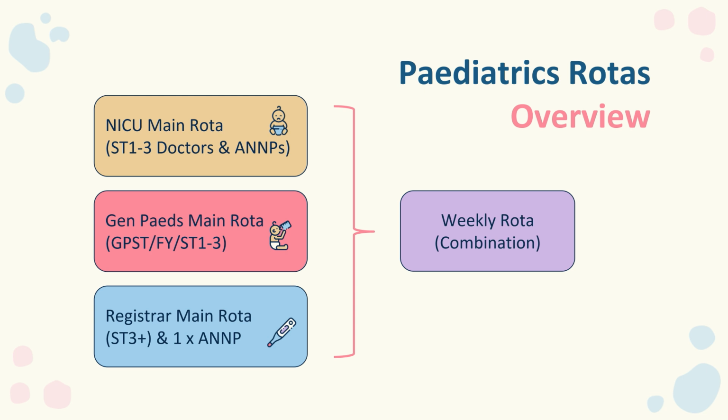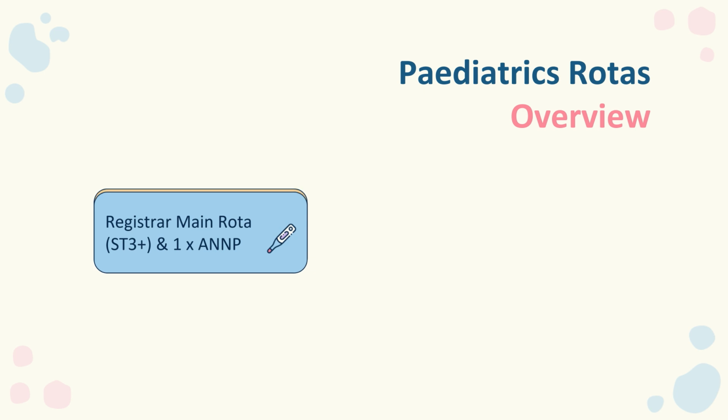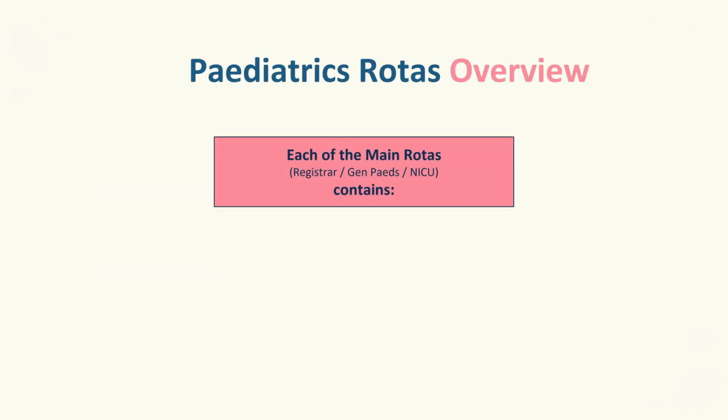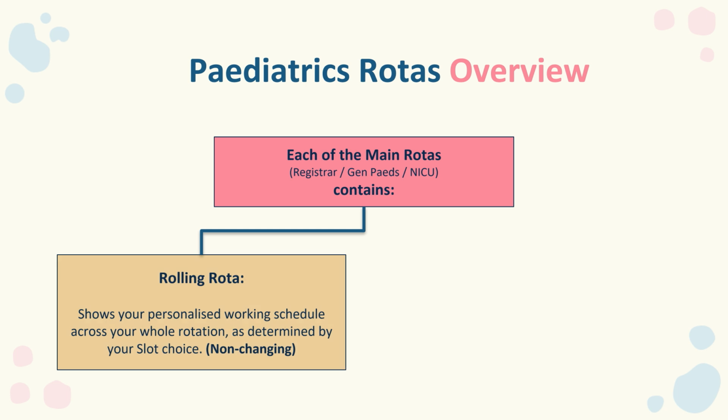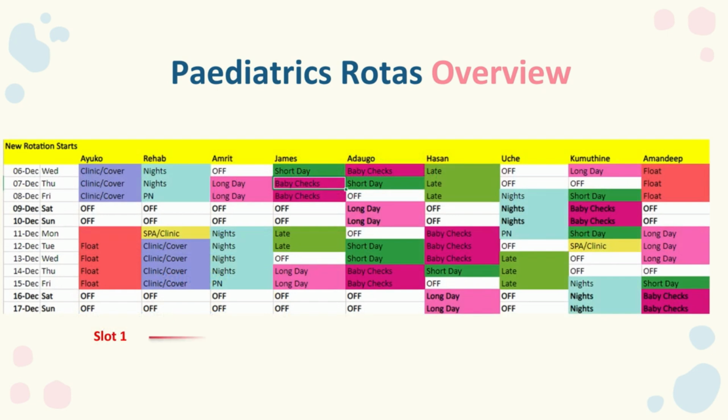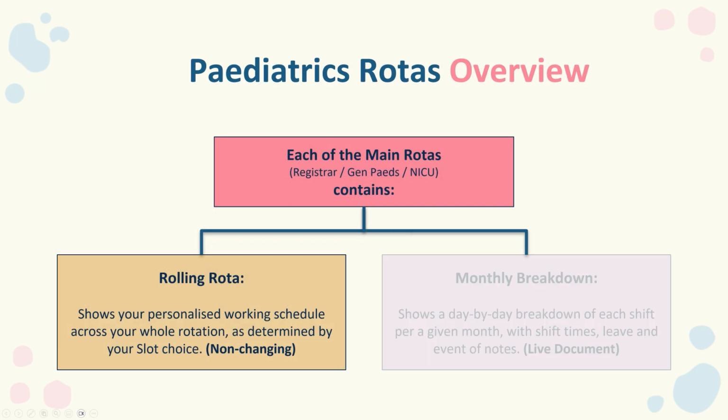The long-form paediatrics rota are split into 2 sections. The first is the rolling rota, which shows your personalized working schedule across your whole rotation, as determined by your slot choice. It acts as a reference point for me and you to understand what shift you are due to be on, should changes be made to the monthly rota. So for example, if you were due to swap out of shifts with another doctor and then another change is made, we would always have a record to ensure that you are working within the parameters of your agreed work schedule. The second part is the monthly breakdown.